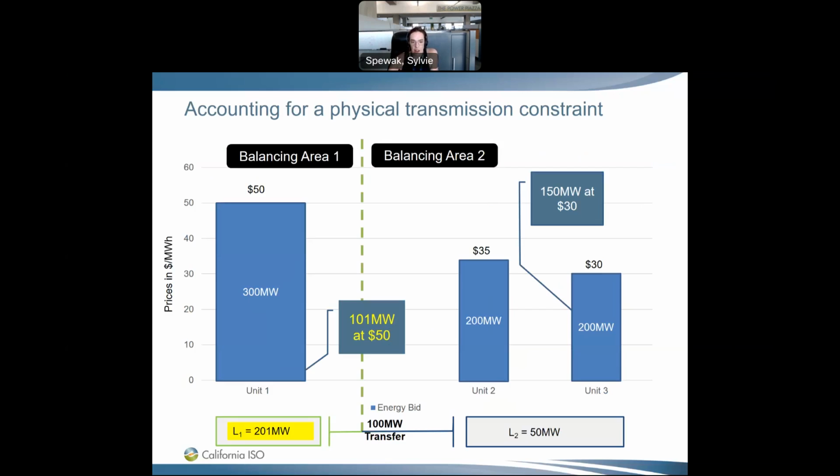Now let's check out balancing area 2. If we increase load in balancing area 2 by 1 megawatt, we can actually take that next megawatt from Unit 3. Remember, what we can dispatch up in balancing area 2 is the load plus the transfer constraint. So now we can dispatch up 151 megawatts from Unit 3, and that 151st megawatt is $30 per megawatt hour.